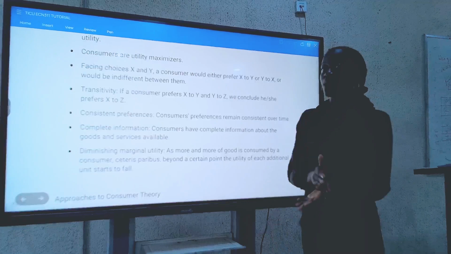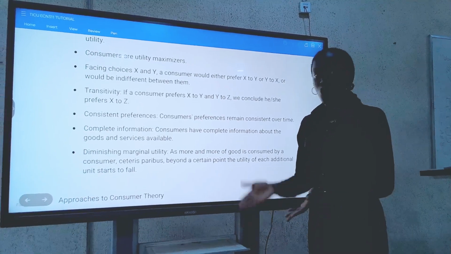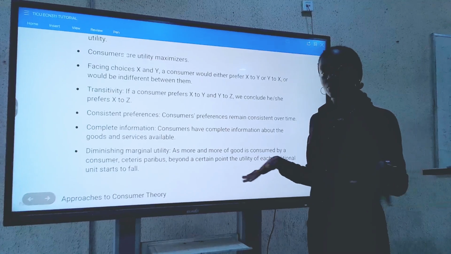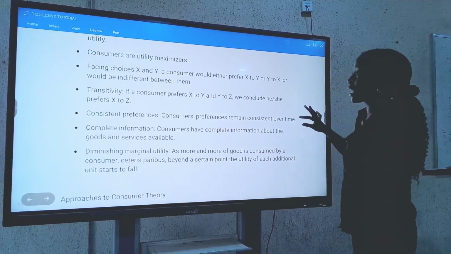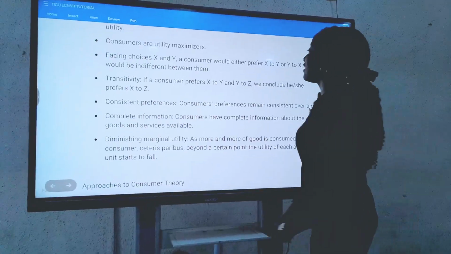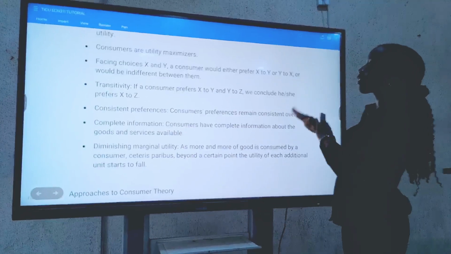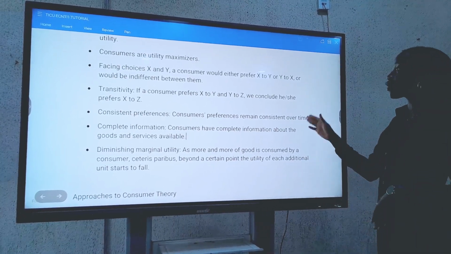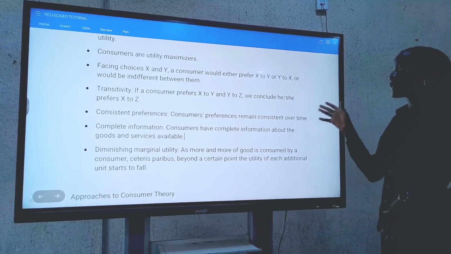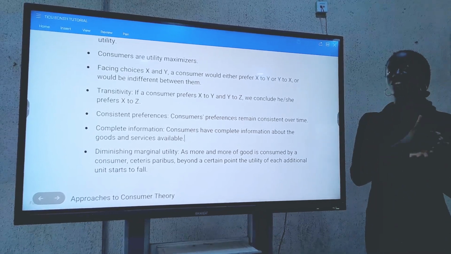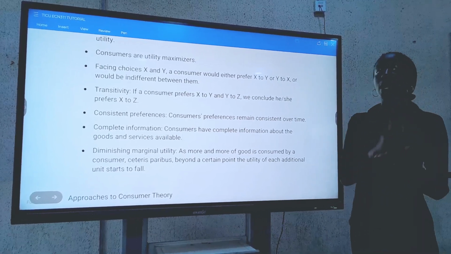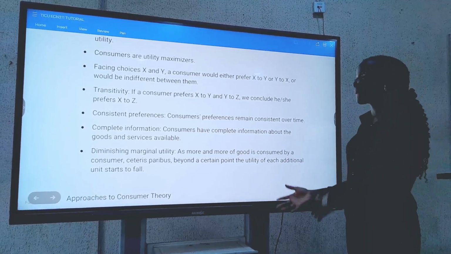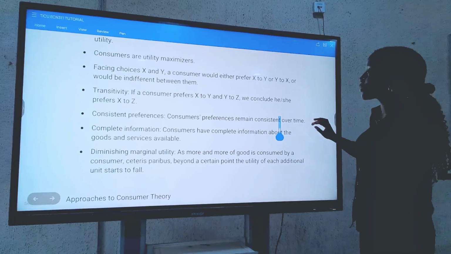That means I will either prefer wine to ice cream, or prefer ice cream to wine, or prefer none. That means I'm indifferent about that. Then transitivity. It is assumed that if a consumer prefers X to Y and Y to Z, we conclude he or she prefers X to Z. That means if I prefer ice cream to wine and I prefer wine to water, that means I also prefer ice cream to water.